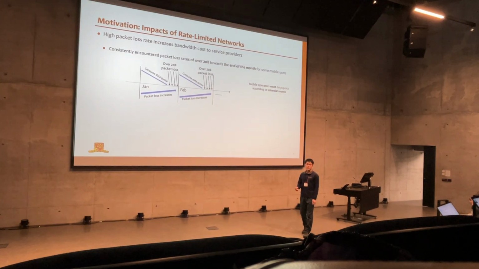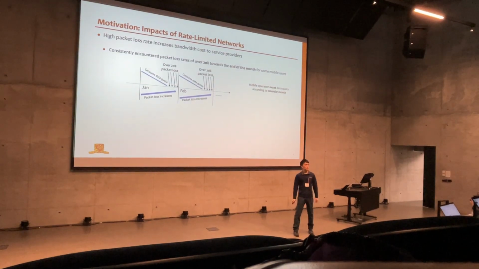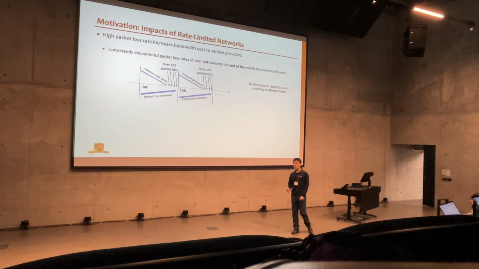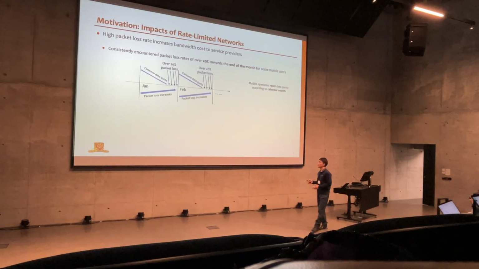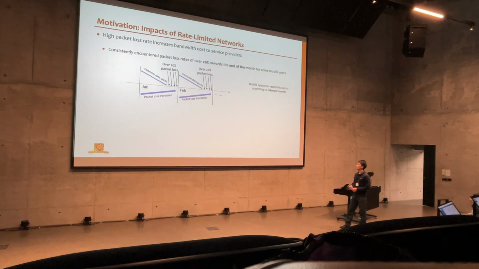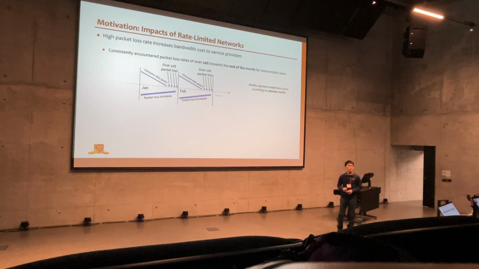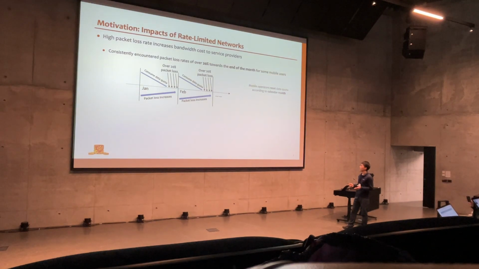Our investigation reveals that rate-limited mobile networks have several impacts on existing transport protocols. One of the main problems is the high packet loss rate. Our service provider collaborator revealed that they constantly encounter packet loss rates over 20% towards the end of the month for some mobile users. Towards the end of the month, many mobile users exhaust their data quota and are subject to rate limiting. The reason is that mobile operators reset data quotas according to calendar months.